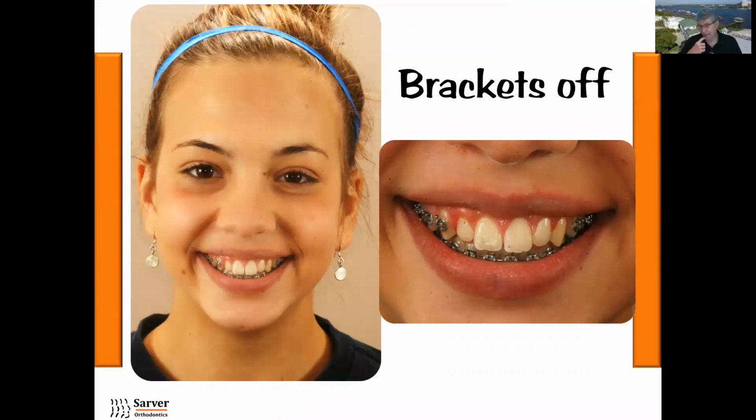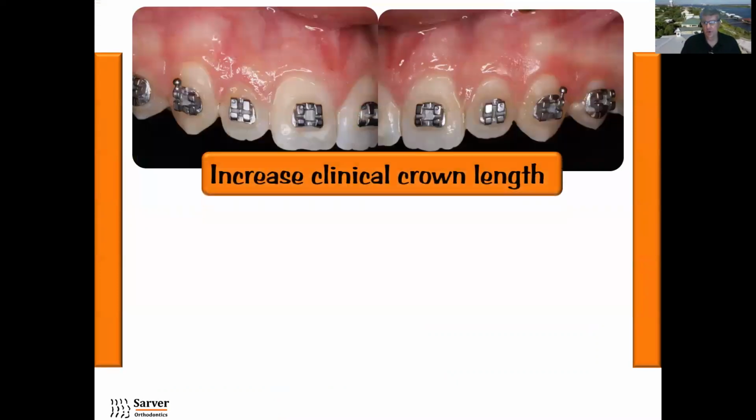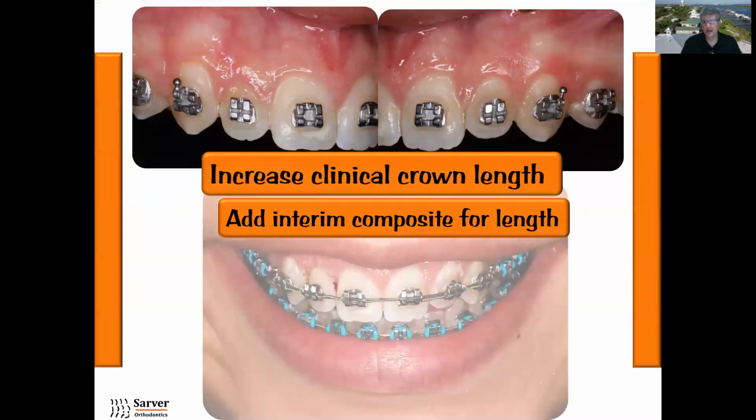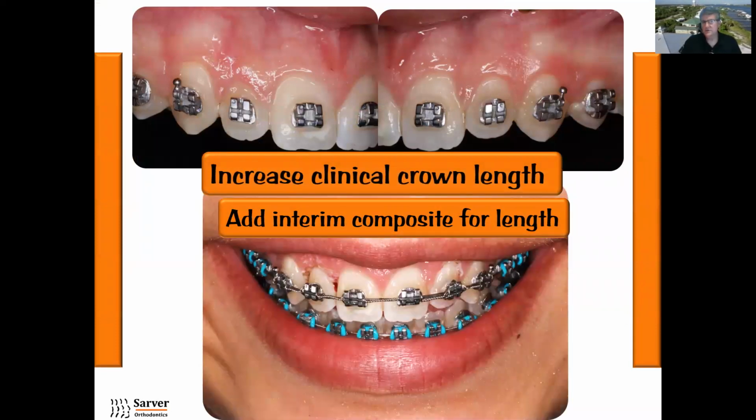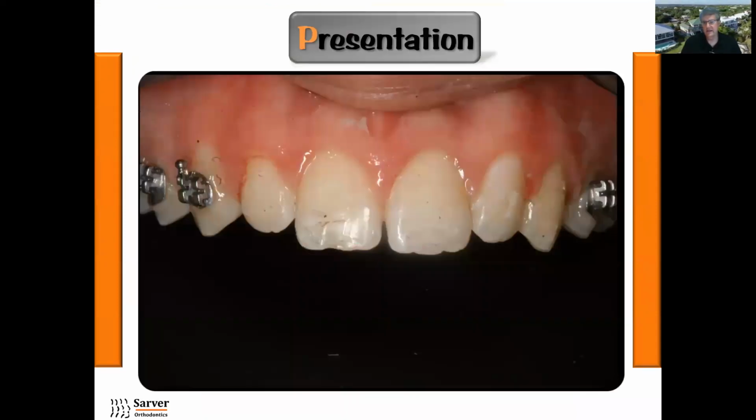So go through this with the parents. They say, we got it. Go get everything just right. So I take the brackets off, and what I do is I increase clinical crown height by laser to eliminate the altered passive eruption issue, which gives us more crown length. And then I add composite.